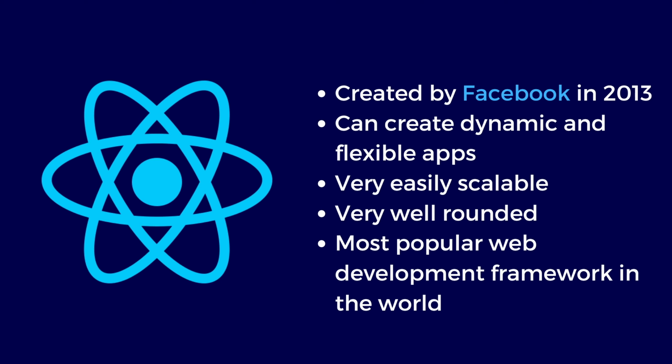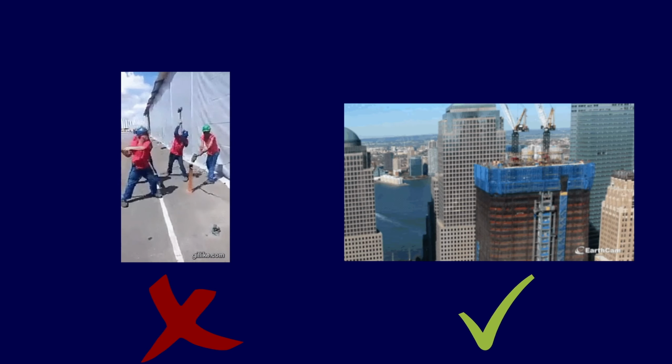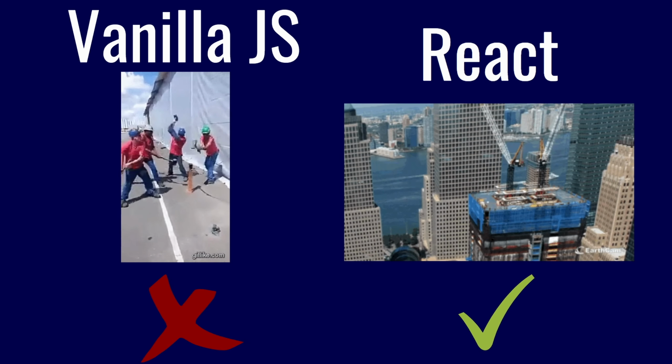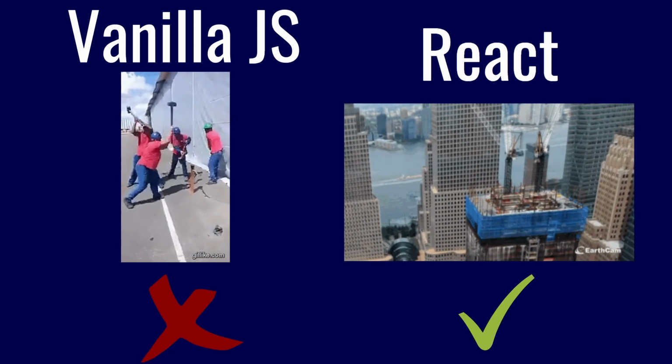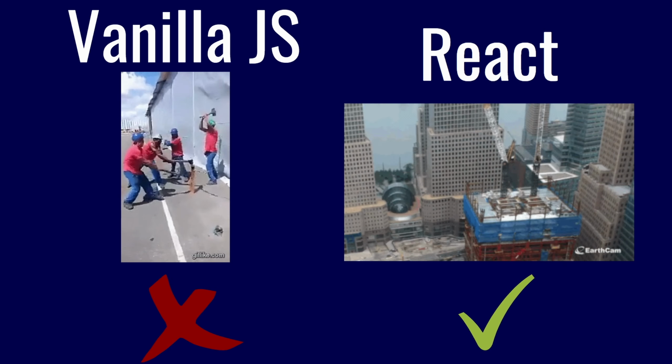So what is React not? React is not a programming language like JavaScript or Python. React is not competing with JavaScript because it is built off JavaScript and uses JavaScript to run all of its functionality. Think of it like this. It's possible to build a house using just a hammer and some other basic tools, but it's not ideal. It's easier to build a house if you're using heavy machinery that can get the job done quicker and better. So think of JavaScript like the basic tools and React as the heavy machinery. If you want to build nice, scalable, and flexible web pages and don't want to gouge your eyes out while you're doing so, then React is for you.